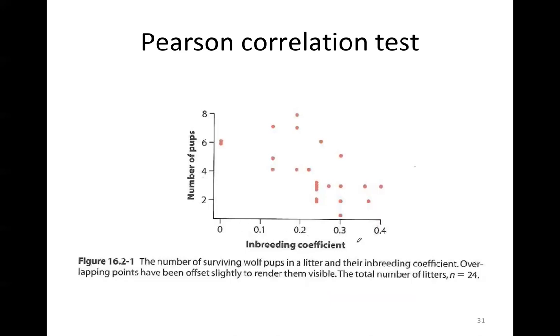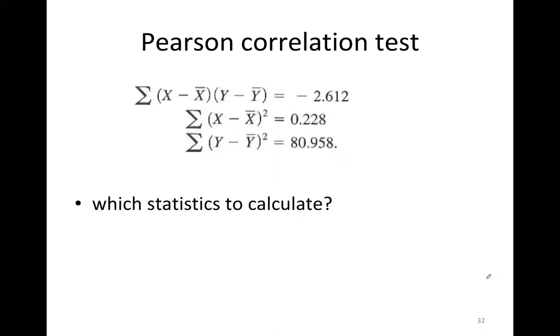Inbreeding coefficient is on the x-axis, which makes sense as it is probably explanatory, and the number of pups surviving is on the y-axis. The lower the inbreeding coefficient, the higher the number of pups surviving. The higher the inbreeding coefficient, the lower the number of pups surviving. So in general, we see a negative relationship. Now what we want to do is both measure the strength of the relationship using what? The correlation coefficient, right? And further assess if it is significantly different from zero, that is, how much we would expect such a correlation coefficient by chance, given our sample size.